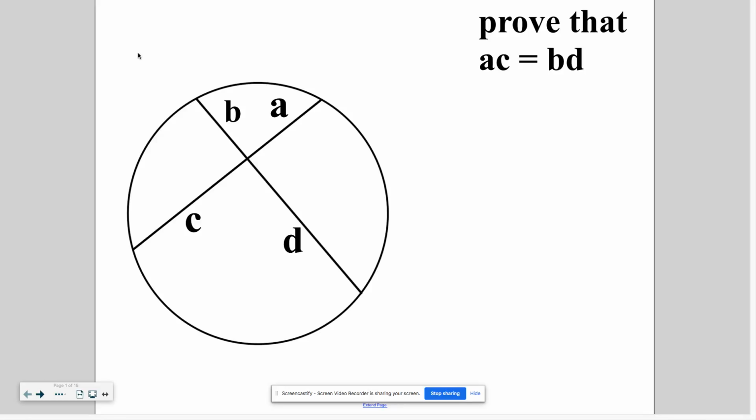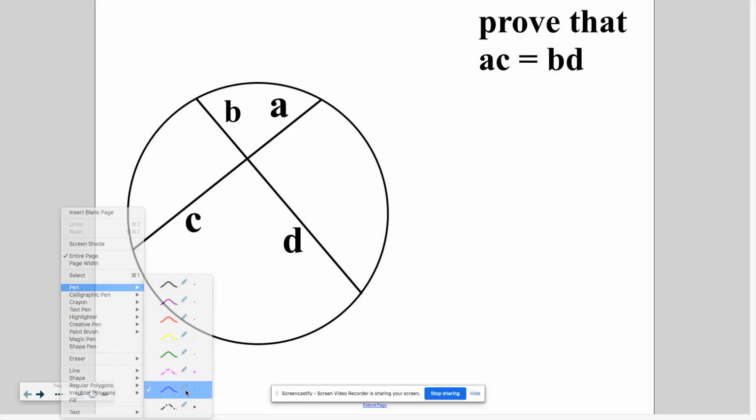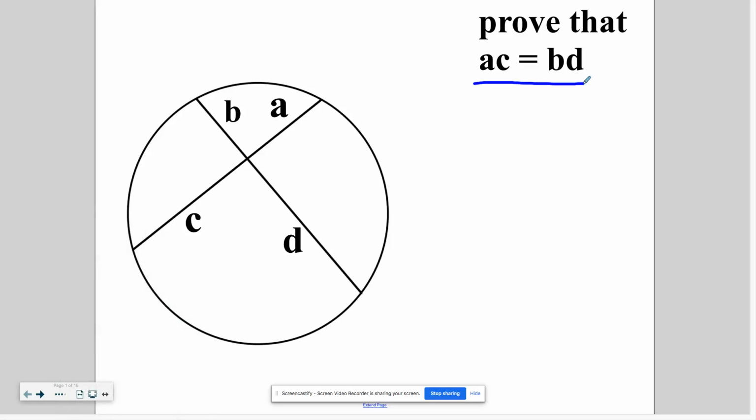So what you see here is a situation for proving the formula AC equals BD, which you can see on the top right there. So this is your theorem up here at the top. If you take the length of A times C, that should equal B times D. But why does that work? This actually comes from similar triangles.